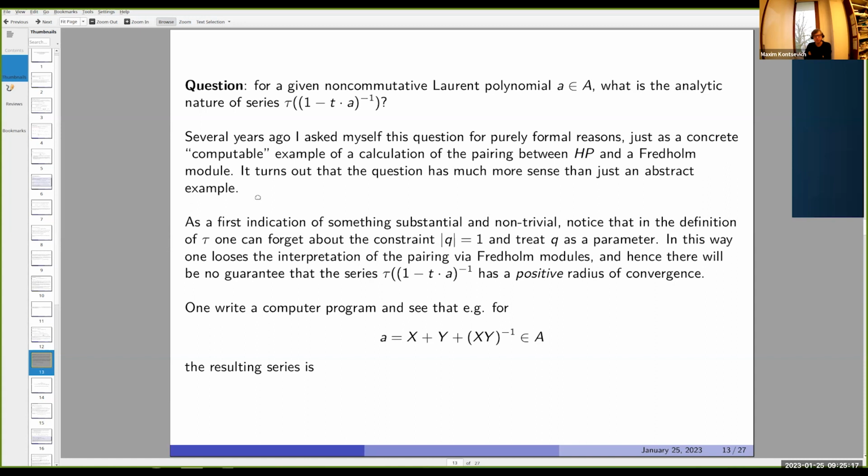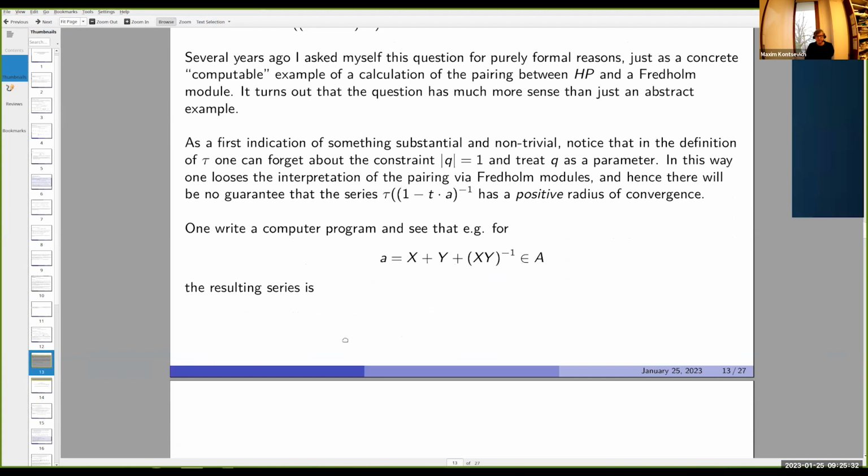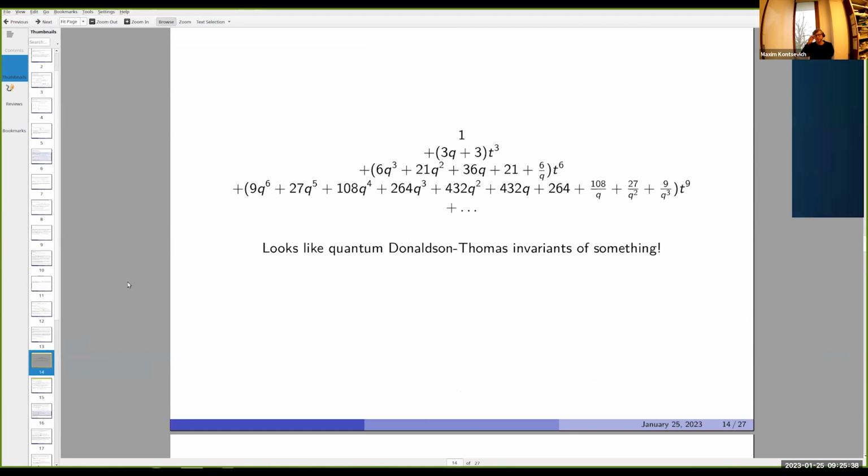Yeah, so let's do some very simple examples. The simplest interesting example is a sum of three monomials. Then we can write a simple computer program and see what's going on. We see this and we get something pretty interesting. So you get Laurent polynomials in q with integer coefficients, positive here, which is not surprising. The degree of the polynomial will be growing quadratically. But if you take the sum of all coefficients, you have exponential growth.